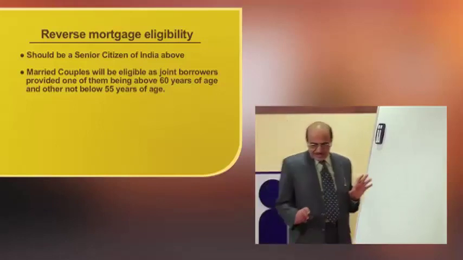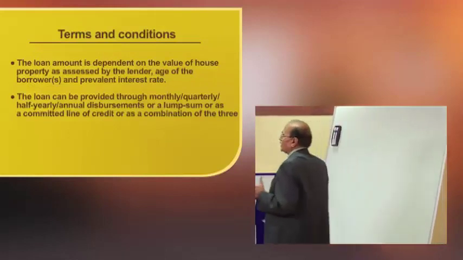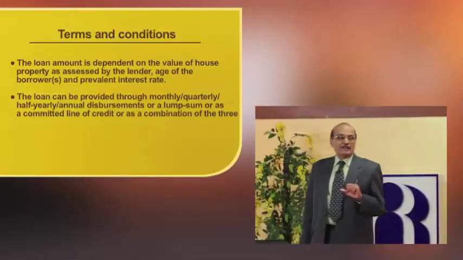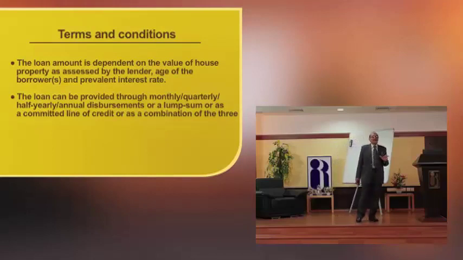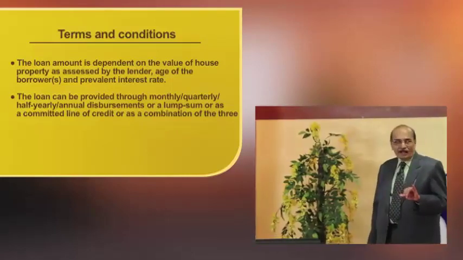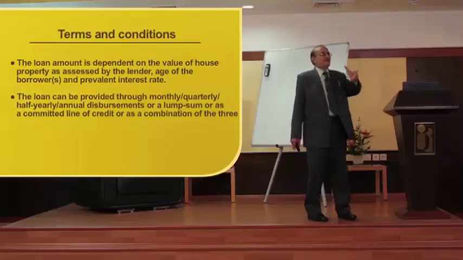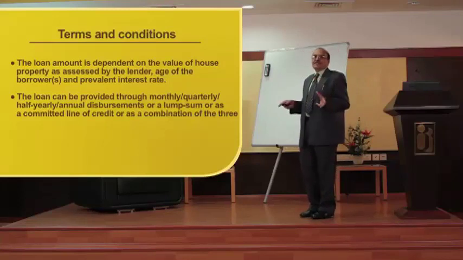If these two conditions are sanctioned, a reverse mortgage loan can be sanctioned. The other conditions applicable for a reverse mortgage: the loan amount is dependent on the value of the property as assessed by the lender, the age of the borrower and prevailing interest rates. The loan can be provided through a monthly, quarterly, half-yearly, or annual disbursement, or a lump sum, or it can also be given as a committed line of credit or a combination of all three.